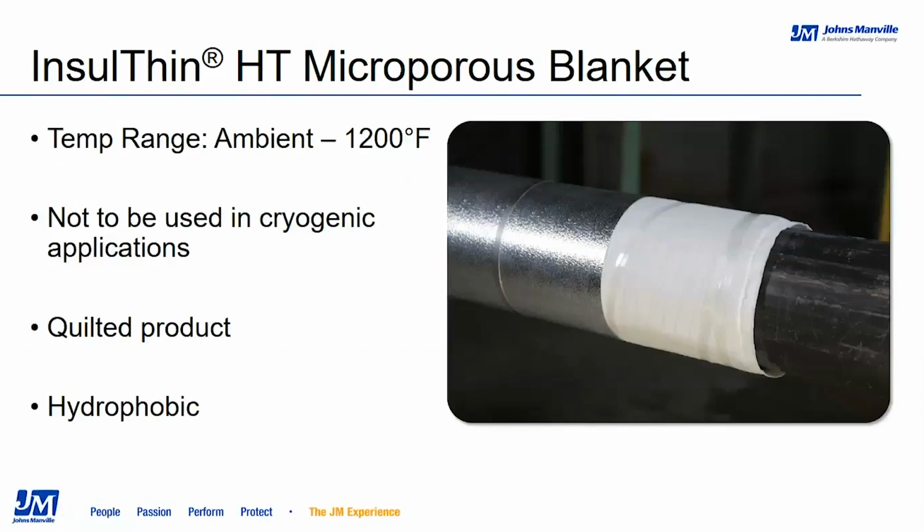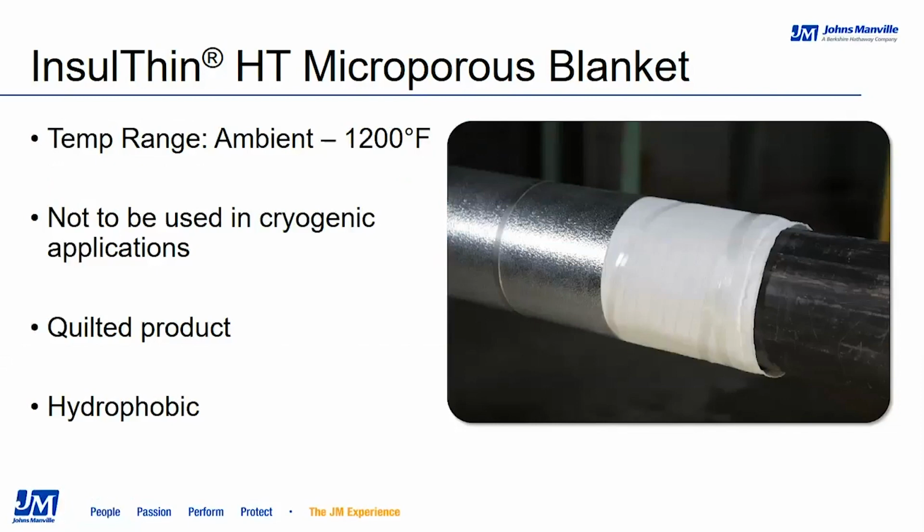InsulThin is intended for applications with operating temperatures between ambient and 1200 degrees Fahrenheit, and is currently not considered a solution for the sub-ambient, or what's commonly referred to as the cryogenic market. InsulThin is comprised of microporous insulation materials reinforced with glass fibers and encapsulated in a needled e-glass fabric. It's a quilted product, meaning it is stitched throughout the blanket.